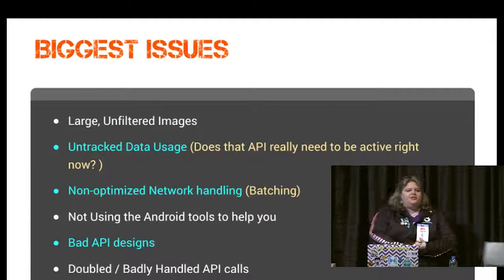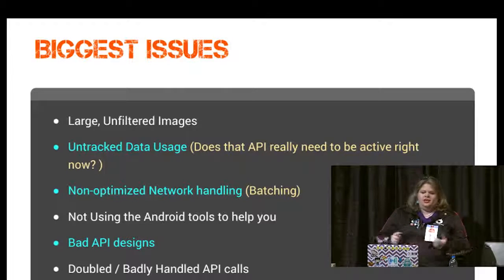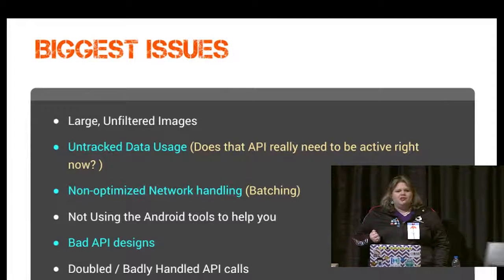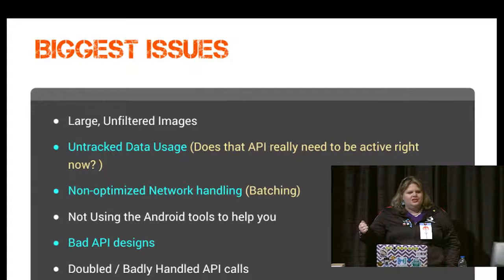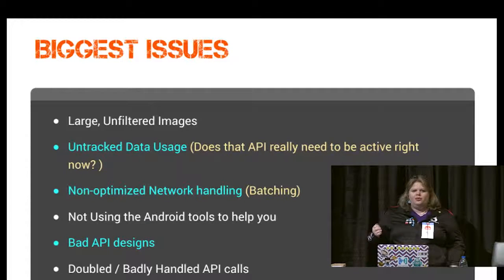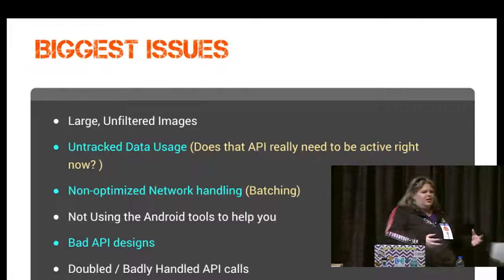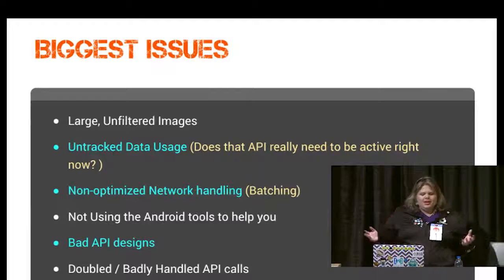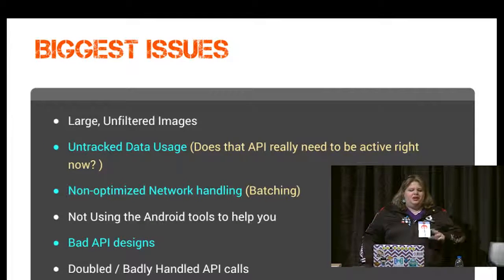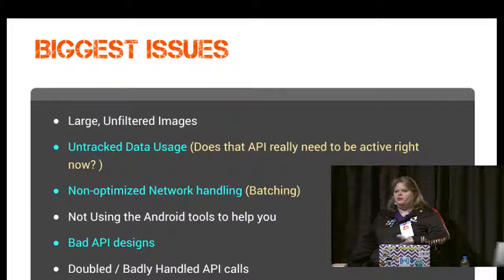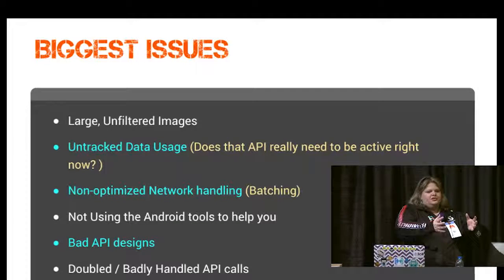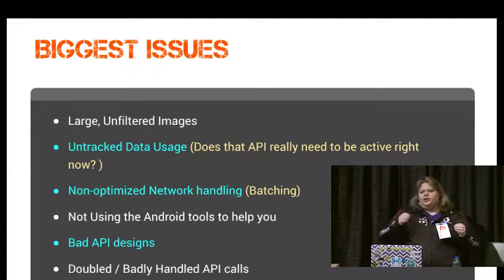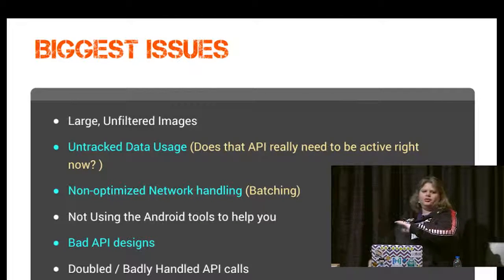We also have issues with untracked data usage. Do we really need to be constantly hitting our usability API when the user's not actually using the application? Do we need to constantly be tracking what they're doing while it's not even active? Probably not. You can have non-optimized network handling. So are you putting your batches of bundled data together, or are you just constantly hitting it whenever you want to?